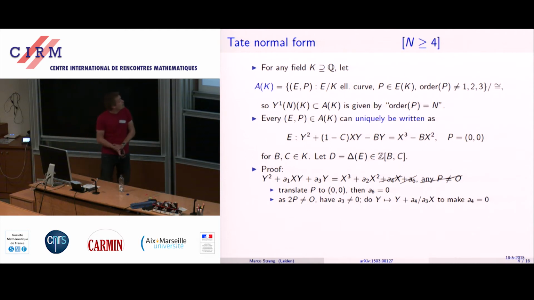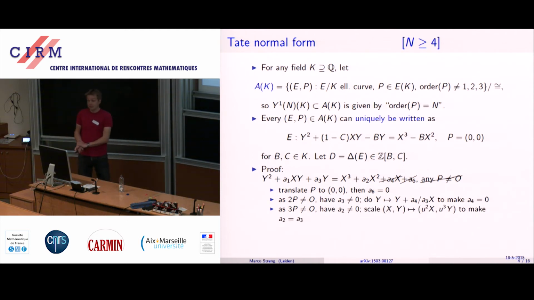And I go on. I also said 3 times the point is not the neutral point. So that means that at (0, 0), there is not an inflection point. The tangent there does not hit it with multiplicity 3. And because of that, we get a2 non-zero. And that allows us to do a scaling of x and y that makes a2 and a3 equal. I just call that minus b. And then I call a1 1 minus c. And then I have this Tate normal form.